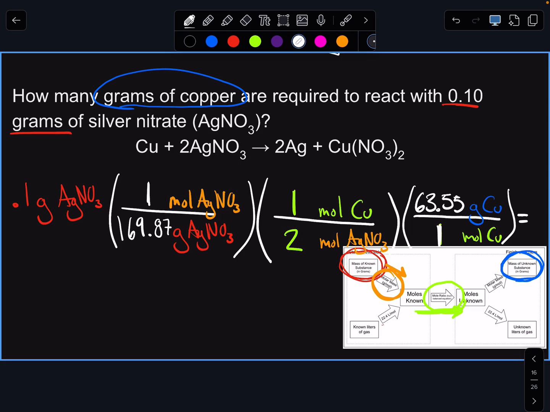Wait, how would you type that? Where did we go back to on the last step? So on the last step, we went on the top right, the very last one. Right here. Yep. So I would type in 0.1, divide by 169.87, divide by 2, times 63.55 is how I would choose to type it in.